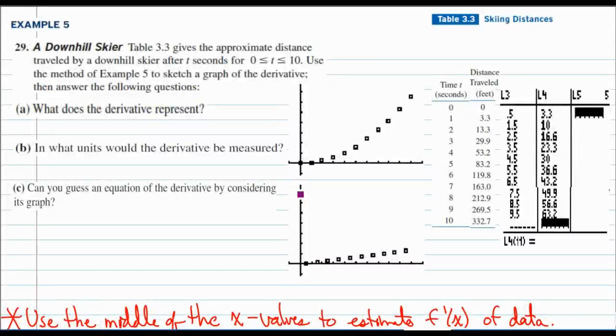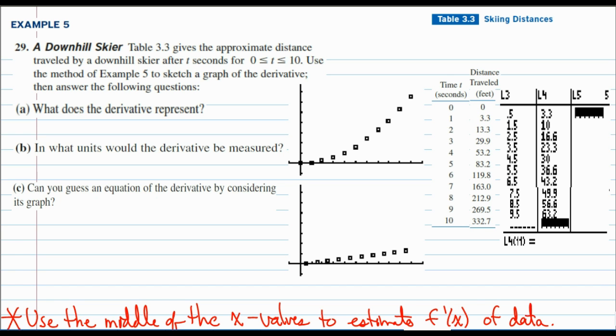This is the screencast for section 3.1, example 5. I didn't really like example 5, so I'm not doing example 5. Instead, we're just going to do the now try problem. We're going to use some data and look at how you find a derivative with data points.